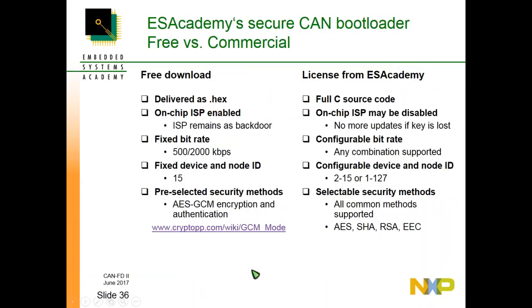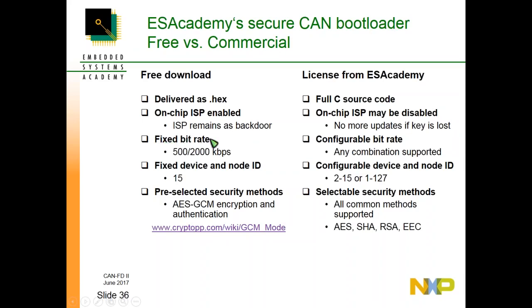Now, what we'll provide for free is the hex version in one configuration. Of course, we need to live from something too, so we'll also offer a commercial license which gives you full C source code access. And let's just briefly check on some of the differences. So the default is that, as I said, we keep all backdoors open. If you want to disable them, with the source code you can do that.